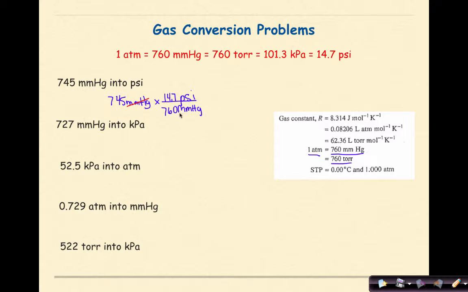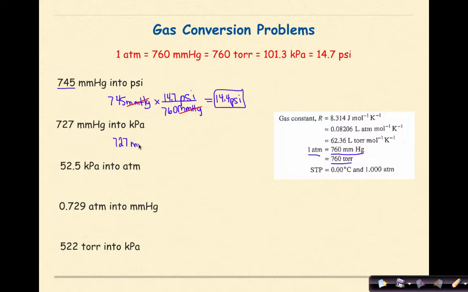Millimeters of mercury cancels millimeters of mercury. And when I multiply 745 times 14.7, I get 14.4 psi. Always taking into account how many original significant figures that I had. So I started with 3, I should end with 3. Let's look at the next one.